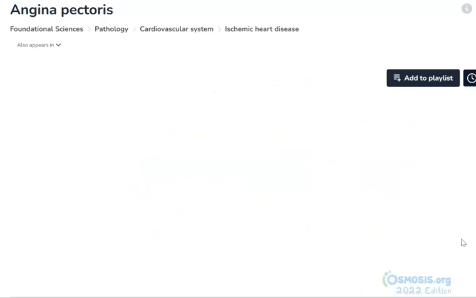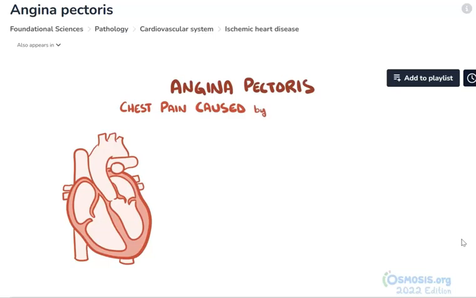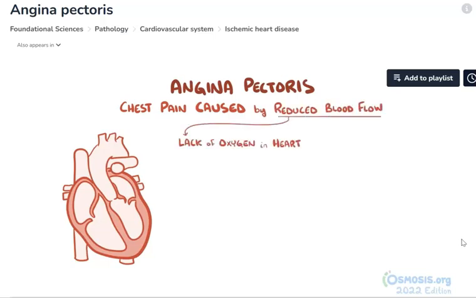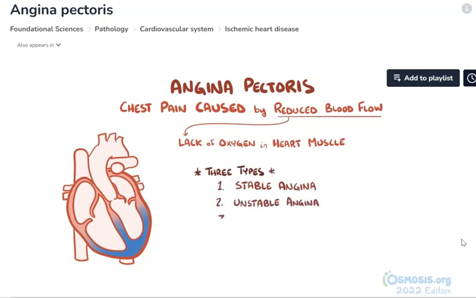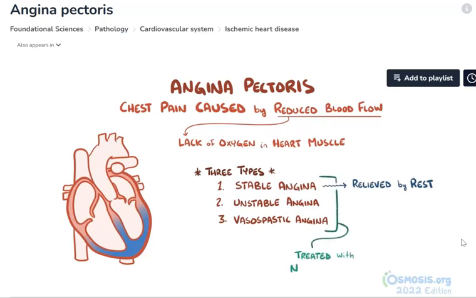Alright, as a quick recap. Angina pectoris is chest pain caused by reduced blood flow resulting in a lack of oxygen in the heart muscle. There are three types: stable angina, unstable angina, and vasospastic angina. Rest tends to relieve stable angina, but not the other two types, and all three can be treated with nitroglycerin.